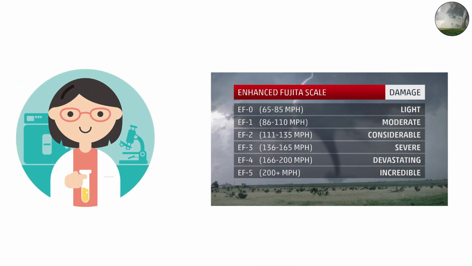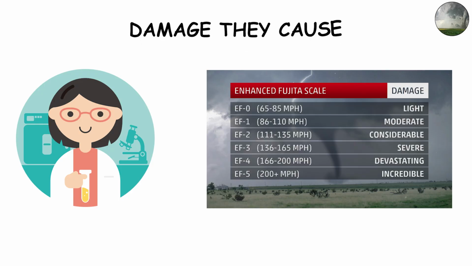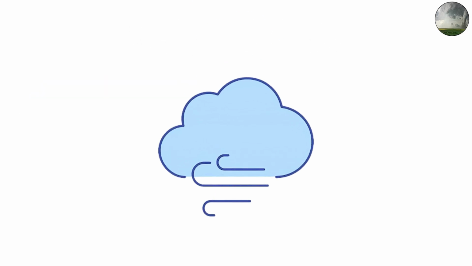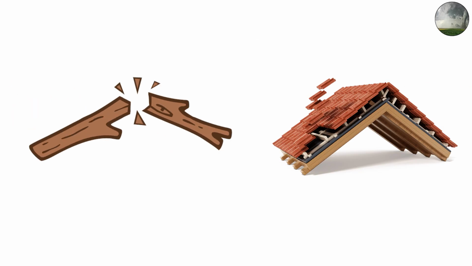Scientists use the Enhanced Fujita EF scale, which rates their strength based on the damage they cause, not direct wind speed measurement. EF0 to EF1. Weak tornadoes with winds up to 110 miles per hour. They can break branches, damage roofs, and overturn small structures.